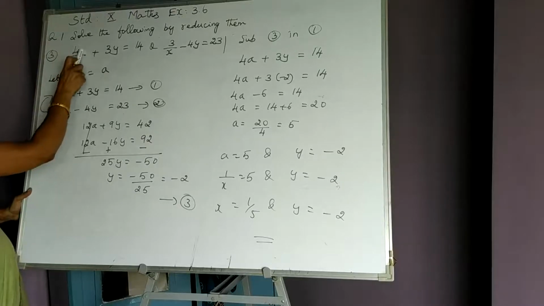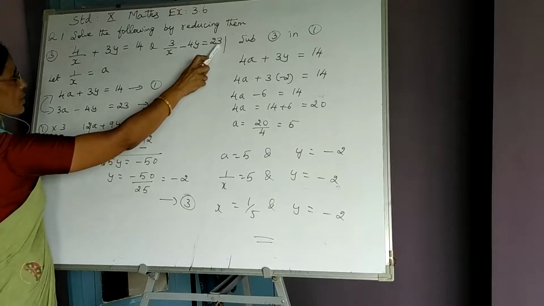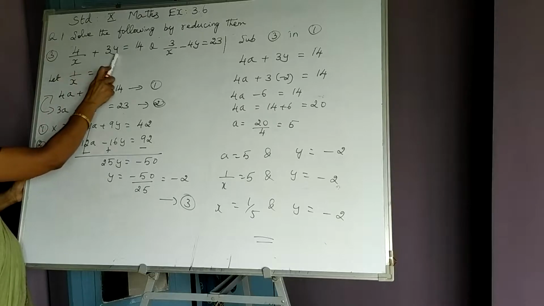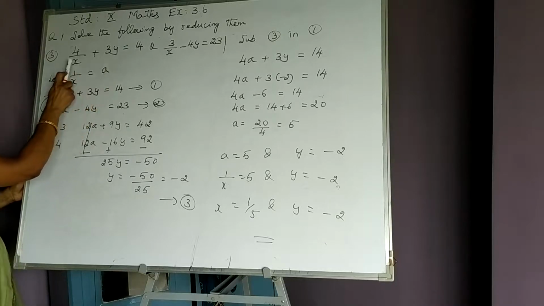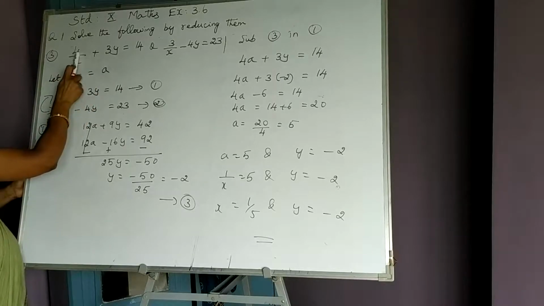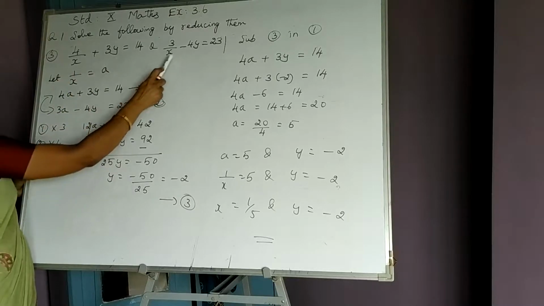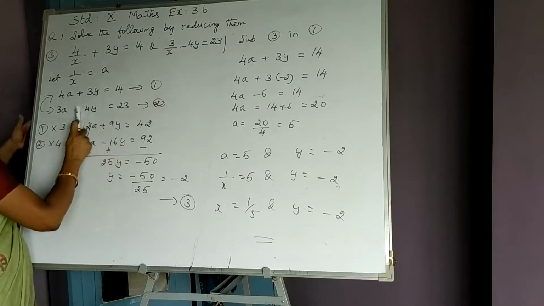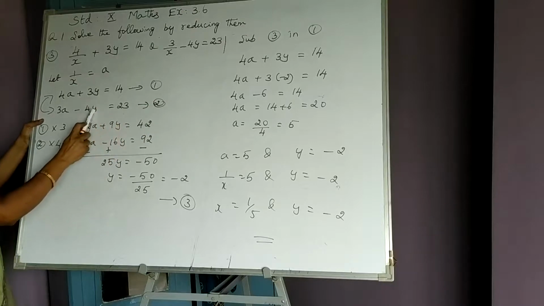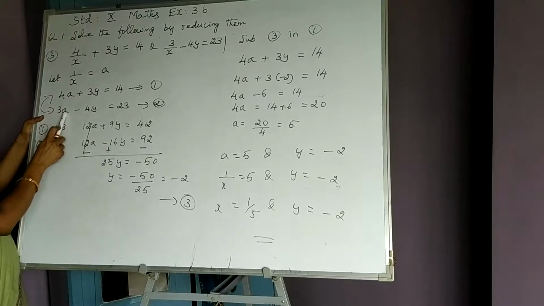The third sum is 4 upon x plus 3y equal to 14 and 3 upon x minus 4y equal to 23. You can see here only one variable is in the denominator, whereas y is proper. Therefore, we are going to give substitution only for 1 upon x, whereas y we are going to take as it is. So the equation reduces to 4a plus 3y is equal to 14. And the second equation is 3a minus 4y, which is equal to 23. So remember, y is the same, whereas only 1 upon x is converted into a here.